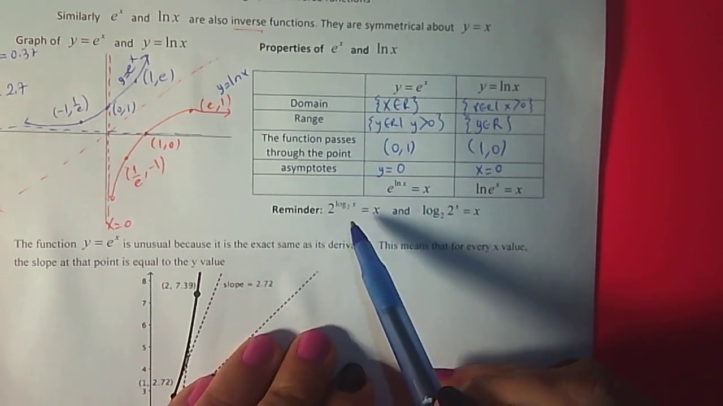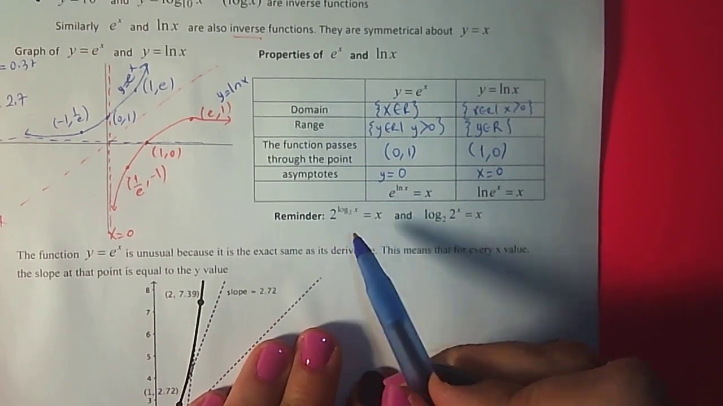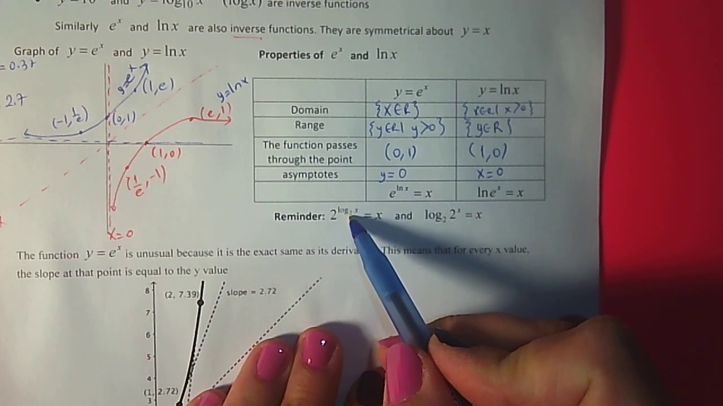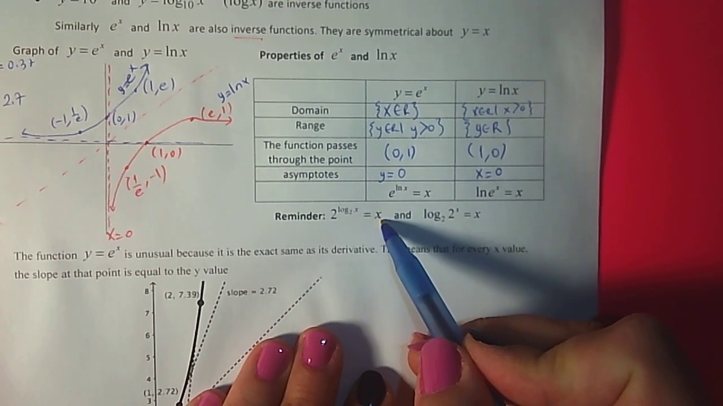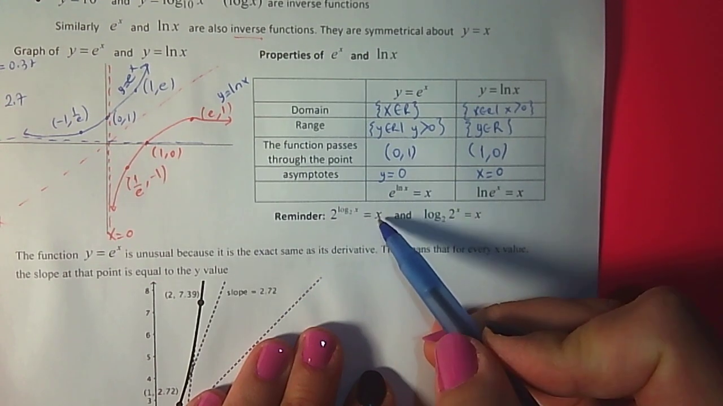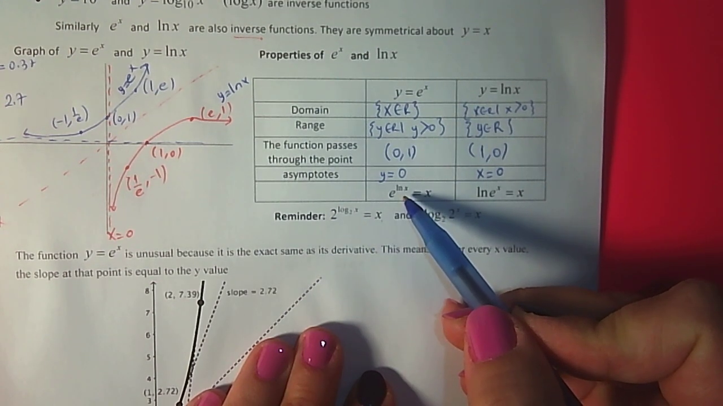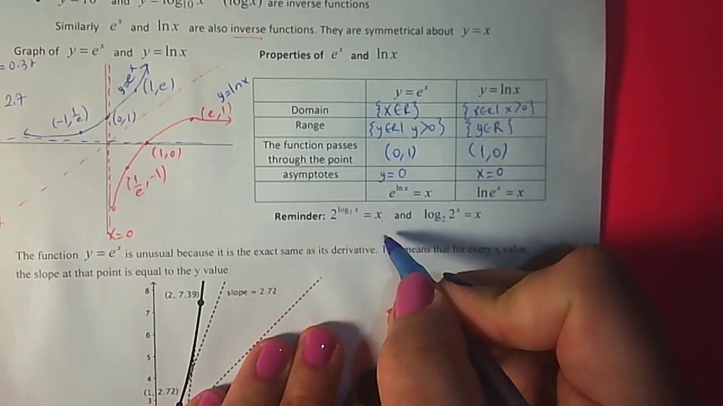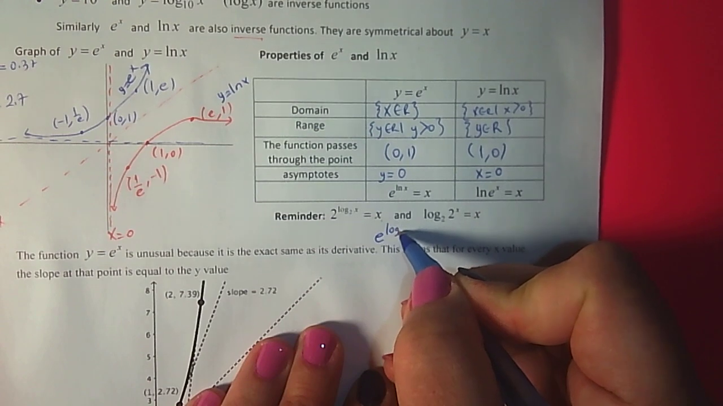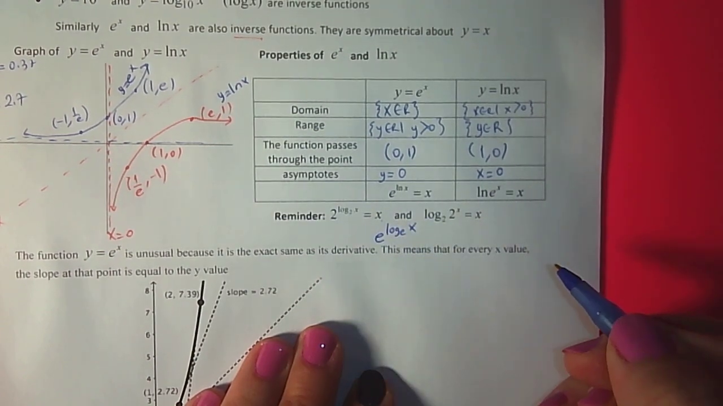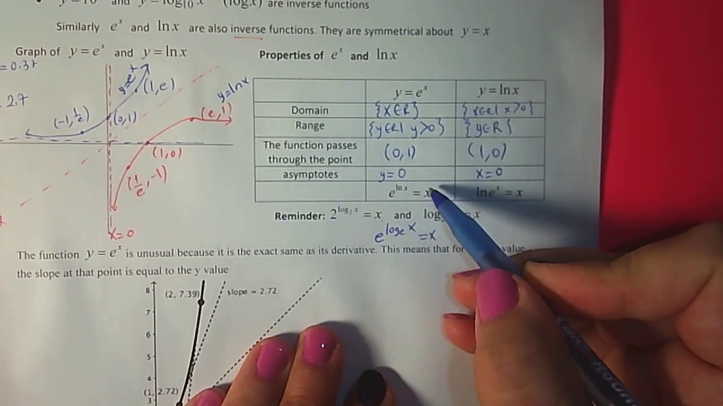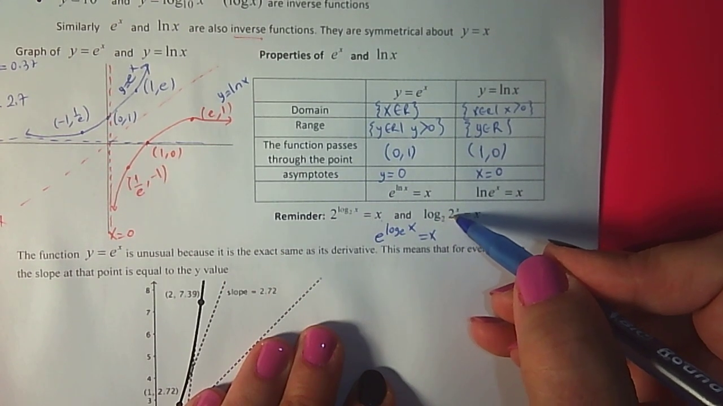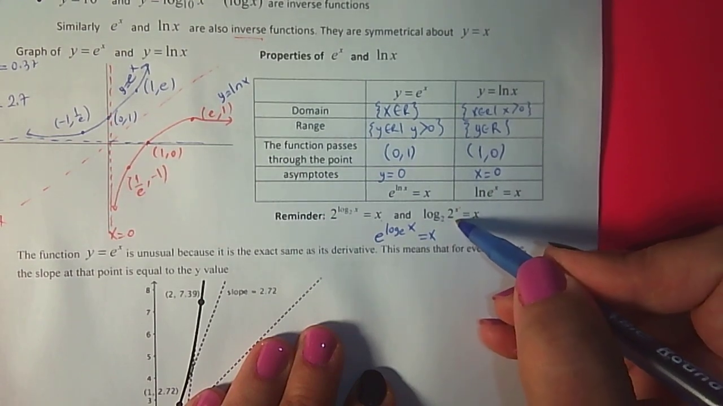Let's remember another property from advanced functions. If we have 2 to the power of log base 2 of x, this is equal to x. Okay? Then if we apply the same thing to e, if we have e to the power of ln x, again, let's remember ln x is log base e of x. Okay, so this is equal to x. Okay, and similarly, log base 2 of 2 to the power of x equals x.